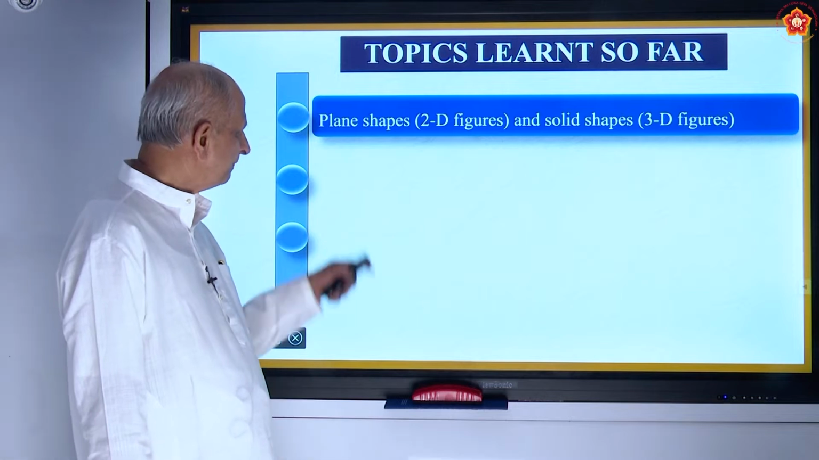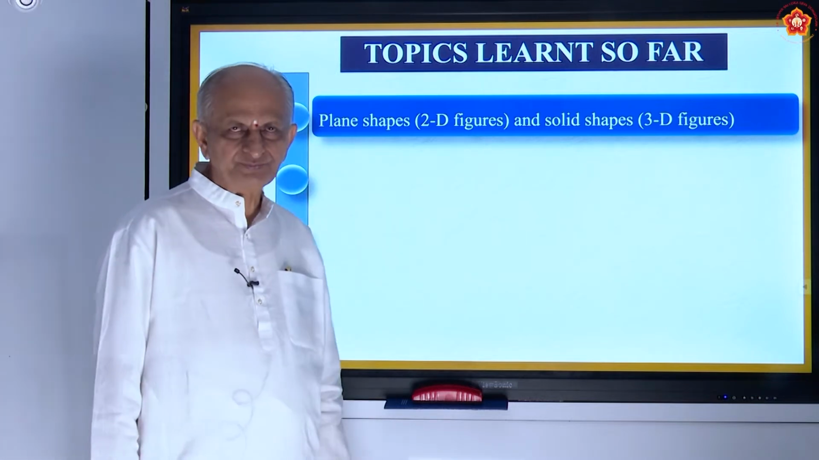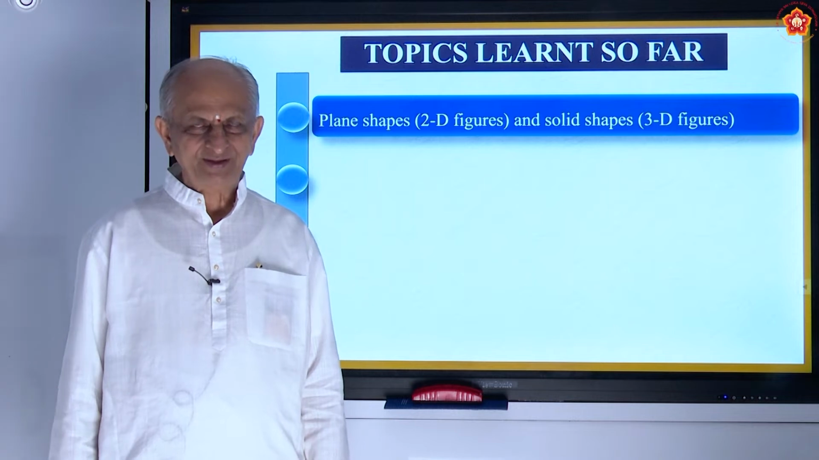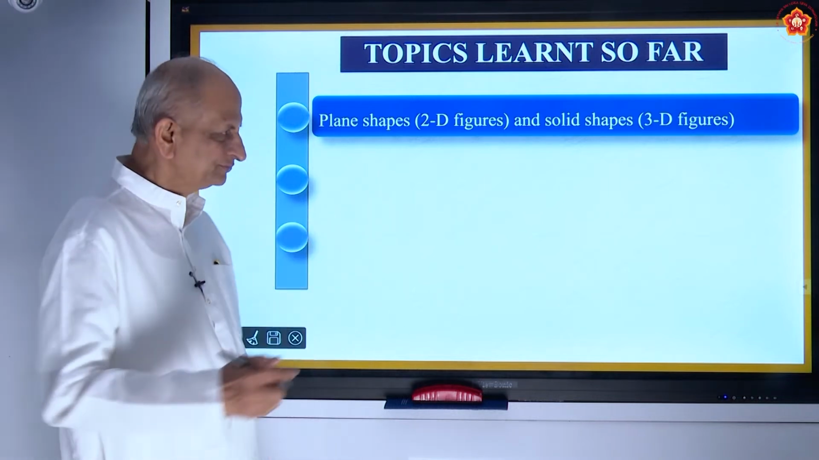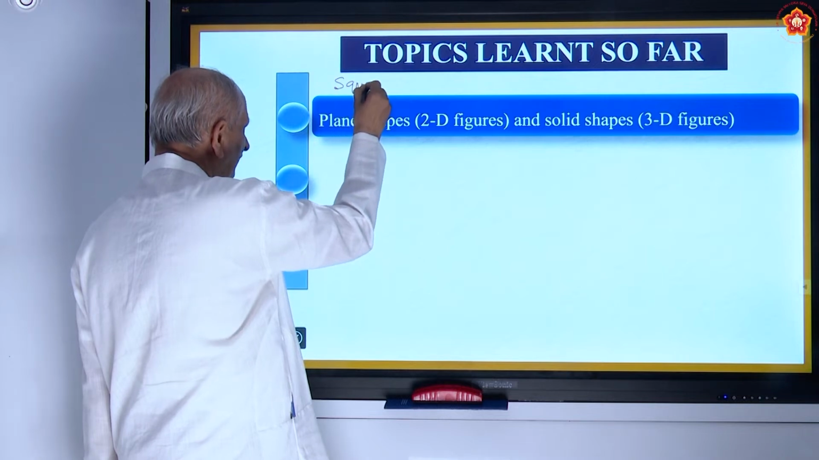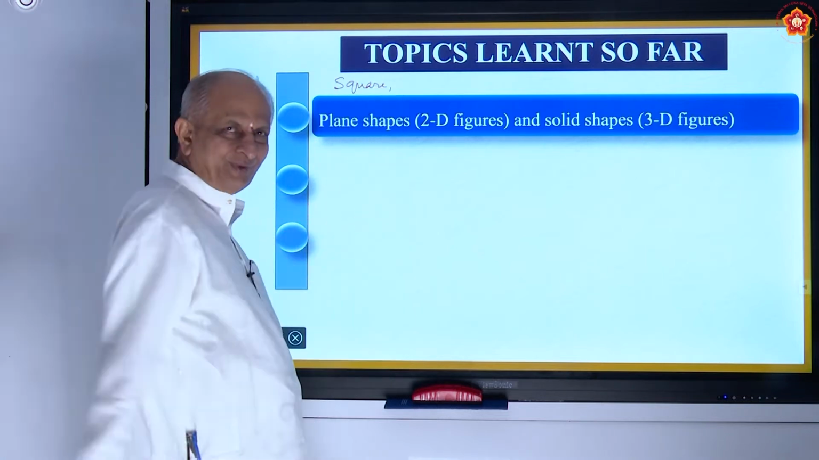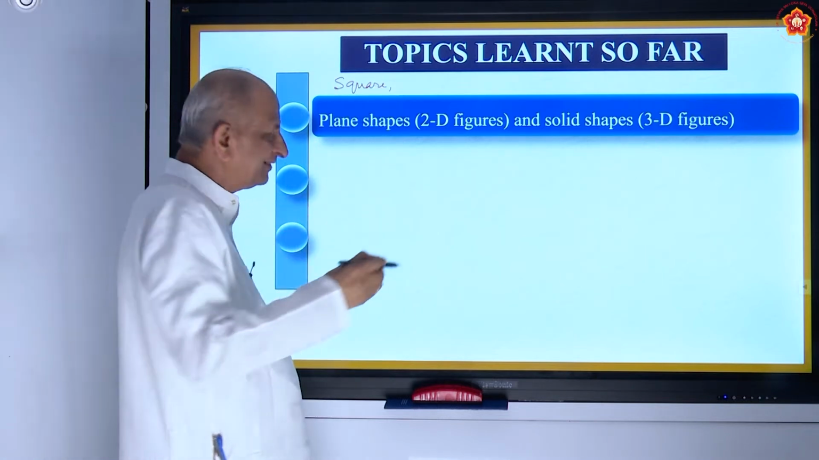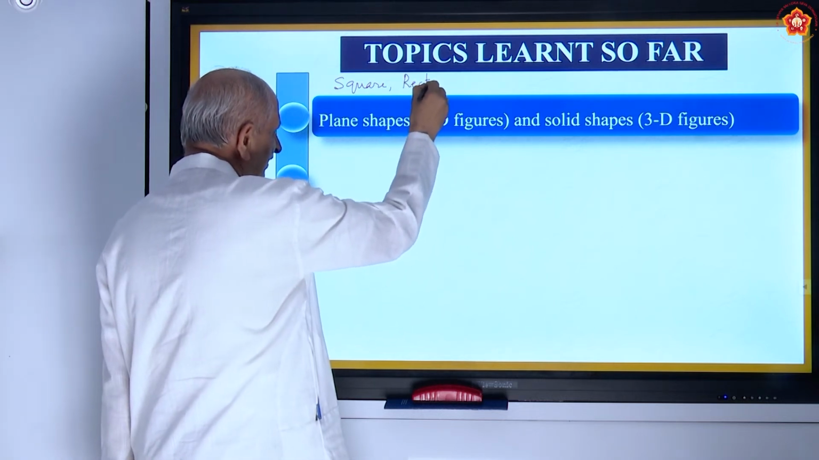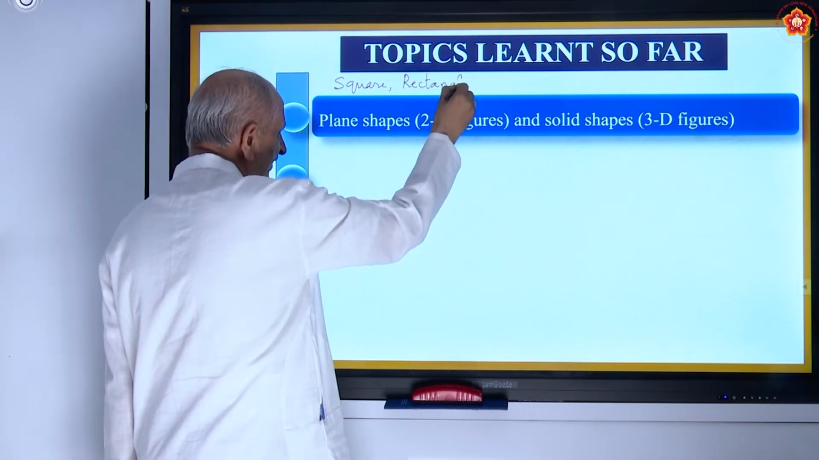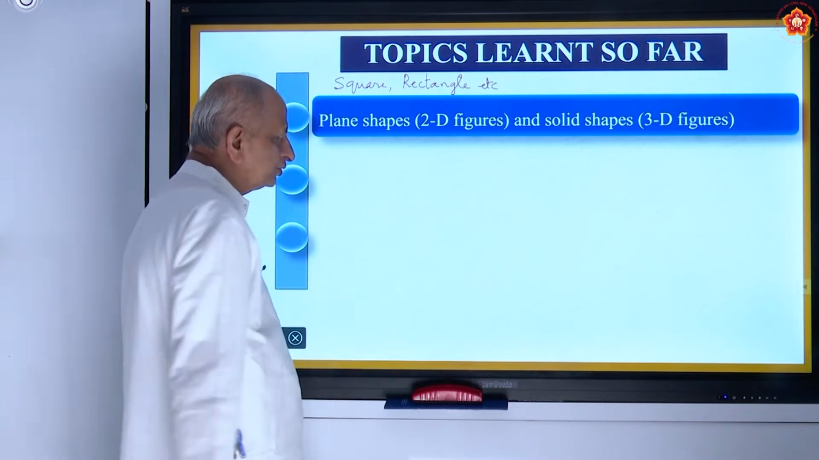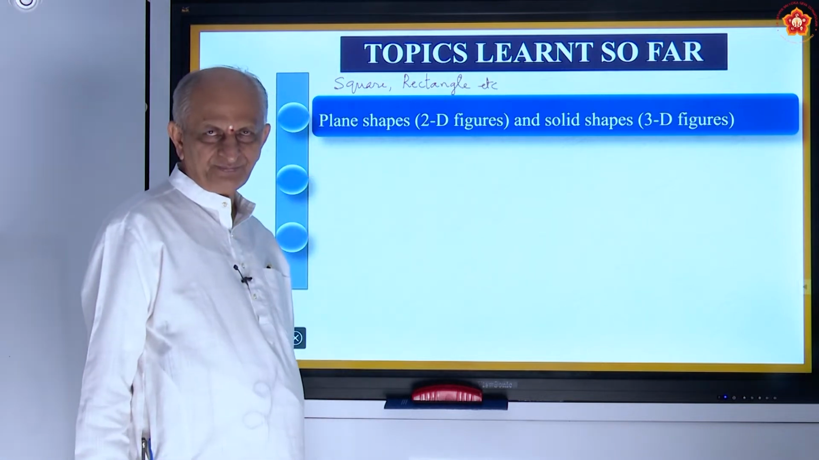We have seen about plane shapes, what we call 2D. 2D means what? Length and breadth. For example, you have square. Square is two-dimensional. Then you have rectangle, triangle, circle, etc. They are called two-dimensional figures.